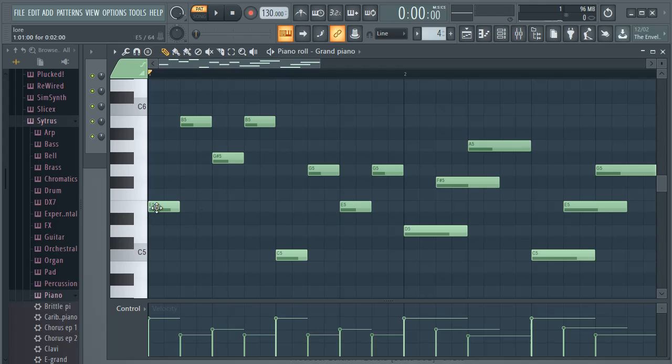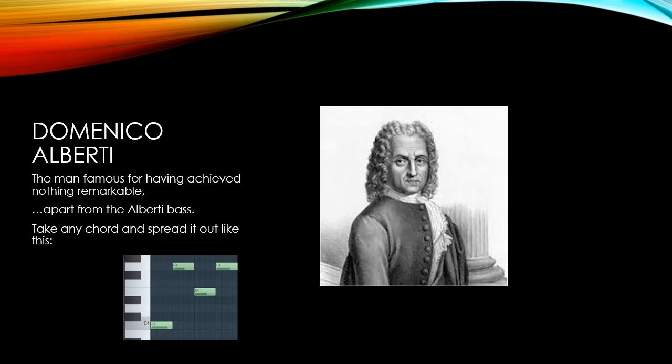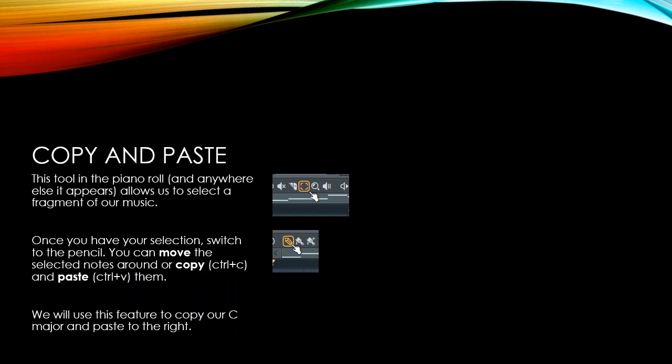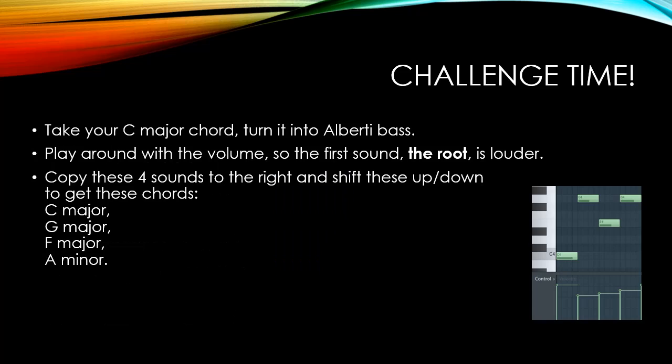Okay, so Alberti bass, if you remember this sequence, actually I should probably have it visible. Copy and paste, we covered that. I should probably have it visible here in the challenge as a kind of slight cheat sheet, just in case you forgot. This is the challenge. Take C major chord and turn it into Alberti bass, and play around with the volume. So see, the root is the loudest and the volume increases afterwards.